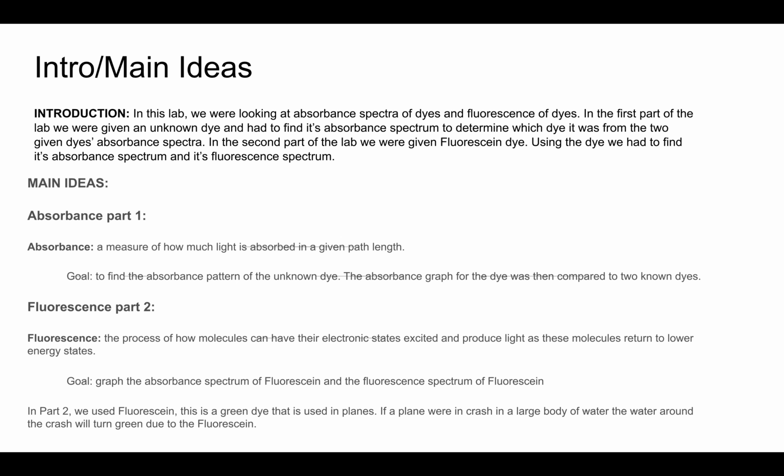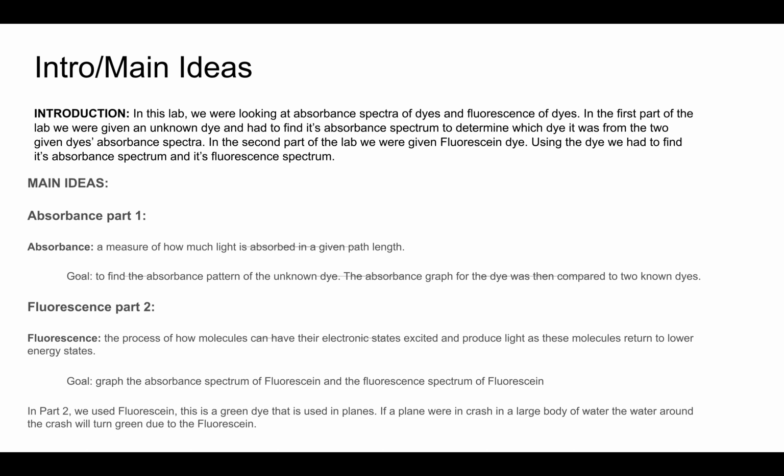To begin our lab, we wanted to look at the absorption spectra of dyes and the fluorescence of dyes. In the first part of the lab, we were given an unknown dye and had to find its absorbance spectrum to determine which dye it was from the two given dye absorbance spectra. In the second part of the lab, we were given fluorescein dye. Using the dye, we had to find its absorbance spectrum and the fluorescence spectrum.